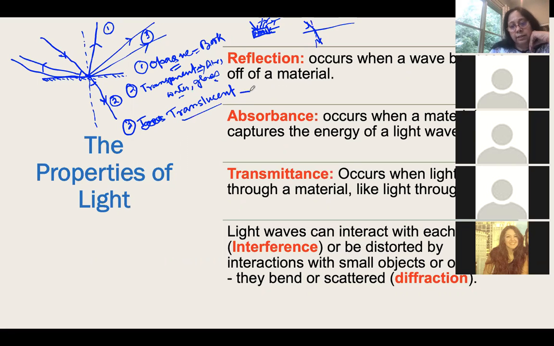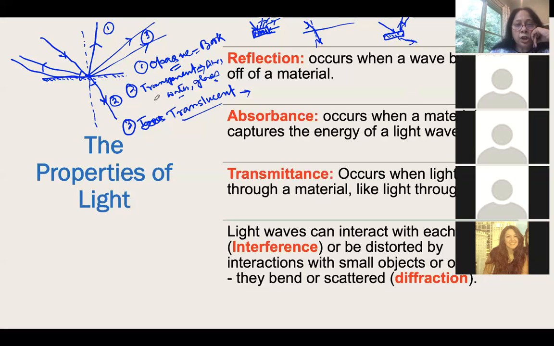In this category, what happened? Light rays cannot completely move through that material. So the material actually blocks most of the light and allows a few of the light rays to move through. And most of the light, either it absorbs or it helps the light to be scattered.